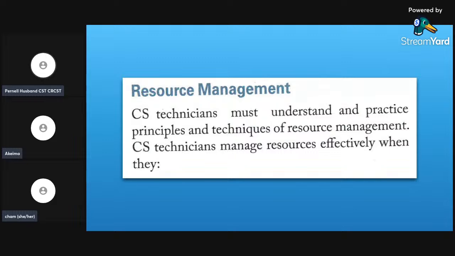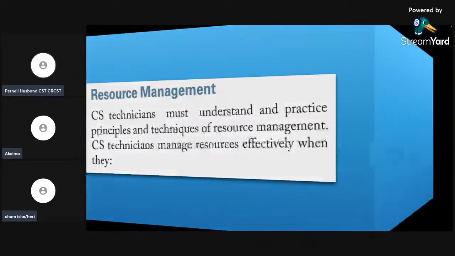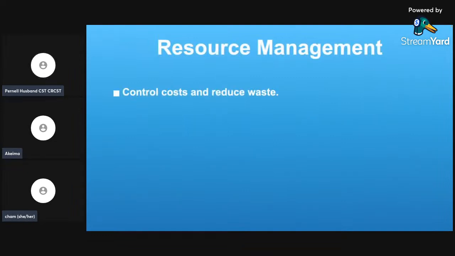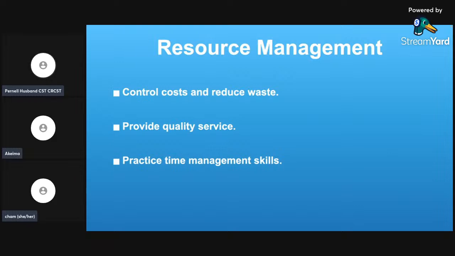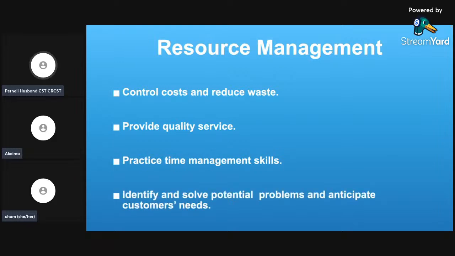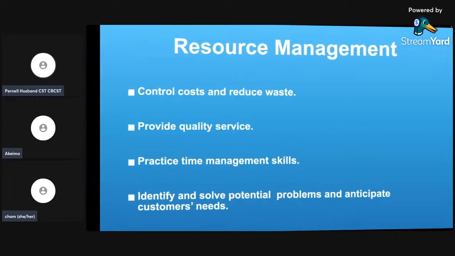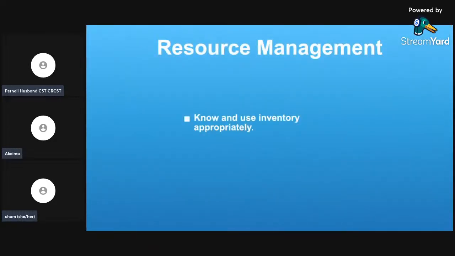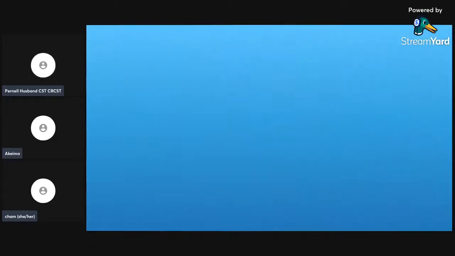Central service technicians manage resources effectively when you control cost and reduce waste as best as you can. Make sure you're opening the right thing. Make sure that you're being very careful and not wasting stuff. Provide quality service, practice time management skills, identify and solve potential problems, and anticipate the customer's needs. We want to make sure we know and understand our inventory and use them appropriately. Practice recycling and sustainability whenever possible.